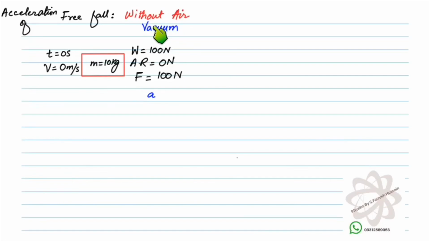The air resistance acting on the object is 0 because this is the condition in which we are dropping the object without air. Resultant force acting on the object will be 100 Newton because this is the only force acting on the object, and there is no force opposing this weight force. By the formula F = ma, Newton's second law, we can find its acceleration. a = F/m, 100 divided by 10 gives 10 meters per second square, which is the acceleration just after you drop the object.